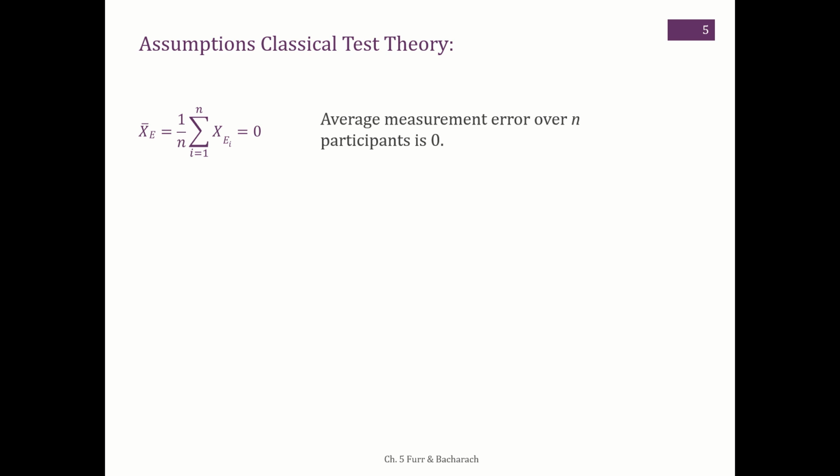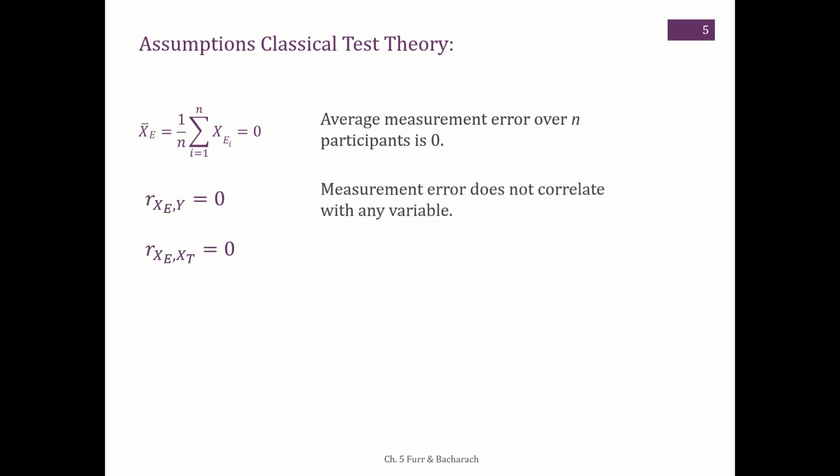Another assumption of classical test theory is that the average measurement error over n repeated assessments is equal to 0. This is basically a complicated and mathematical way of saying that good luck and bad luck cancel out. So if you happen to be lucky and score a little bit too high on one measurement occasion, you'll probably be unlucky and score a little bit too low on the next measurement occasion. Sometimes you have good luck, sometimes you have bad luck, but in the long run you end up neutral. So the average measurement error over repeated test administrations is 0.